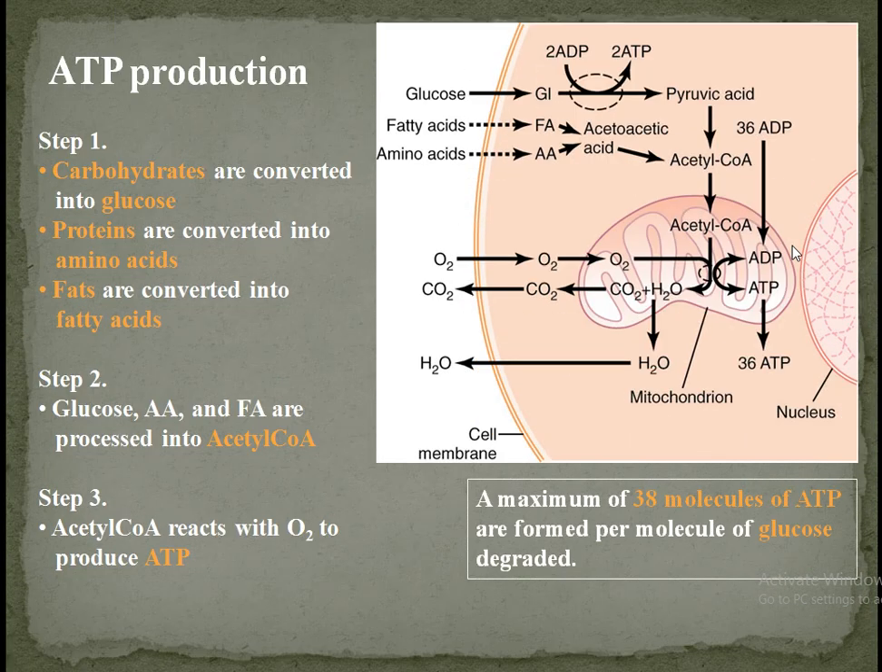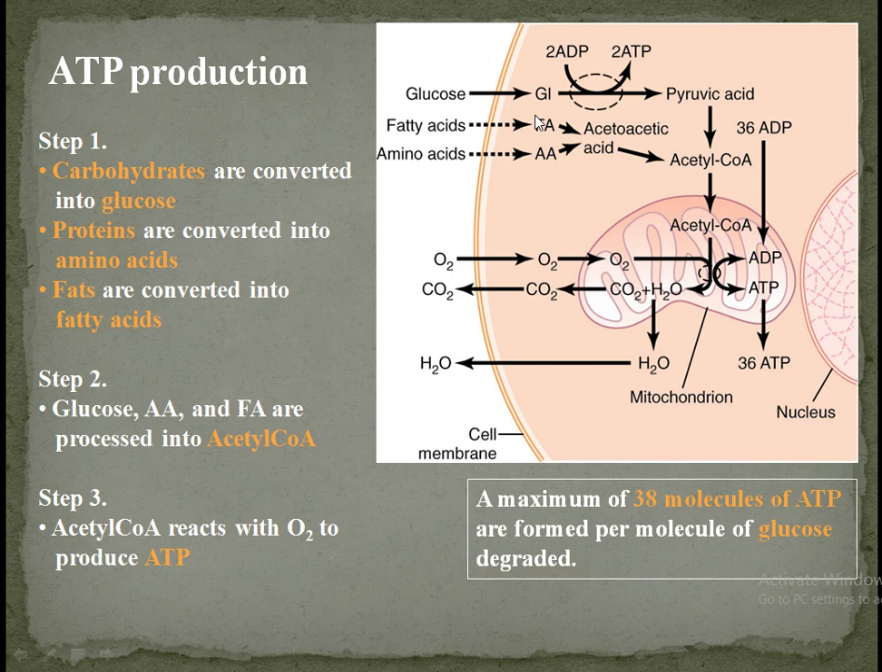Now comes the energy process. How the energy is created and given to the cell to be utilized for different processes. For that purpose, we have certain steps. During the first steps, the carbohydrates, proteins and fats are broken down into respective substances. Carbohydrates are converted into glucose. The fats are converted into fatty acids, and proteins are broken down into amino acids.